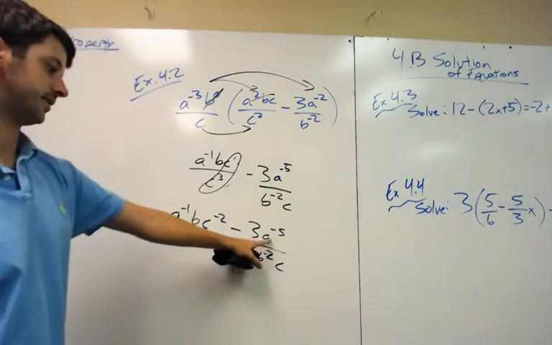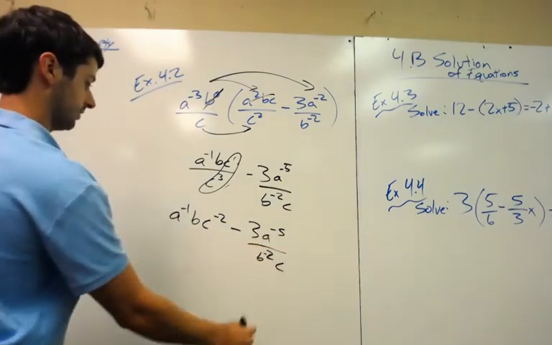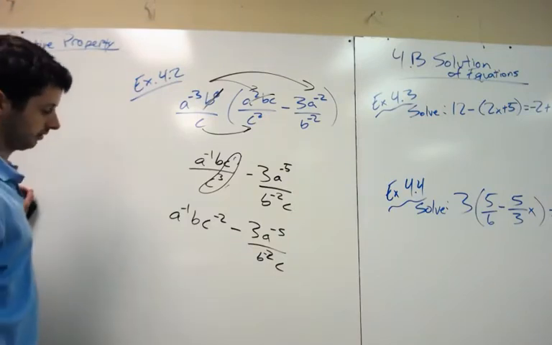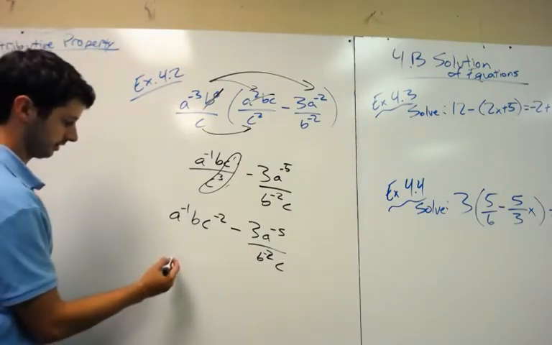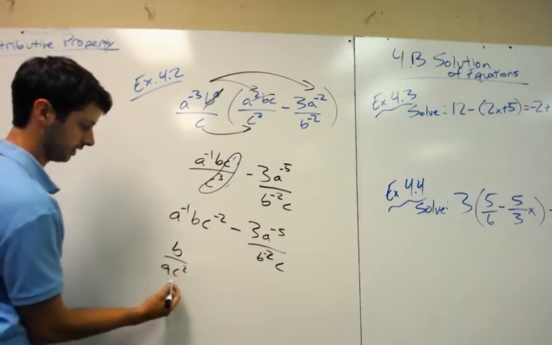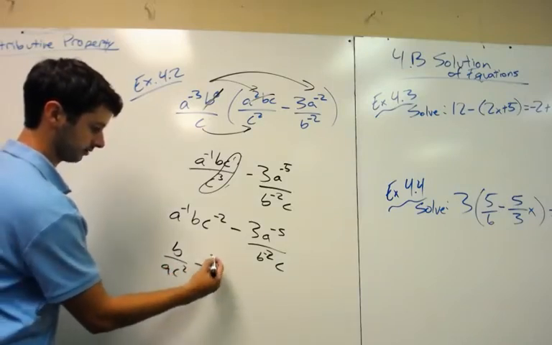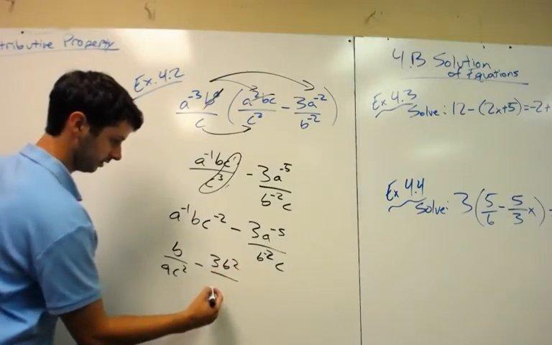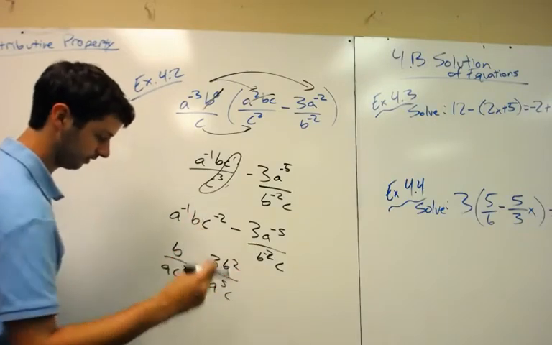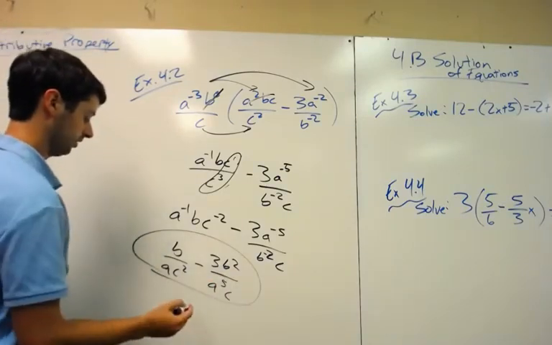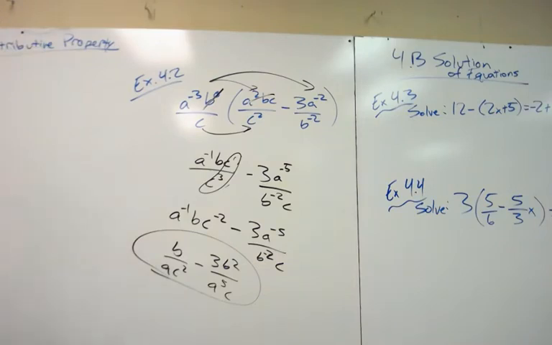The a's do not have the same exponent, so we know that they will not combine. But if I wanted to make it positive exponents, it would look like this: b over ac squared minus 3b squared a to the 5th c. So you can do that in your head once you get good at it, or you can just look at it and see how it works. But that is distributing variables.